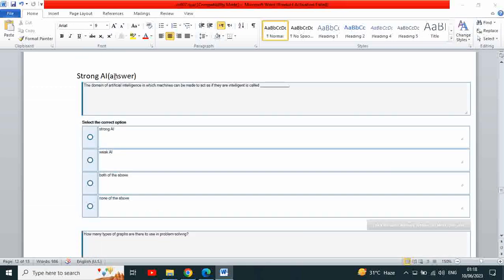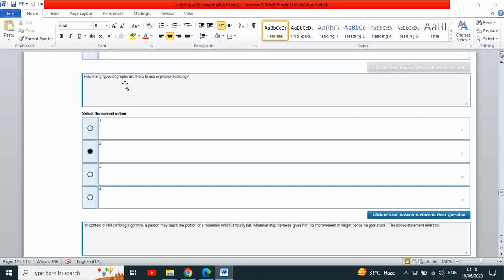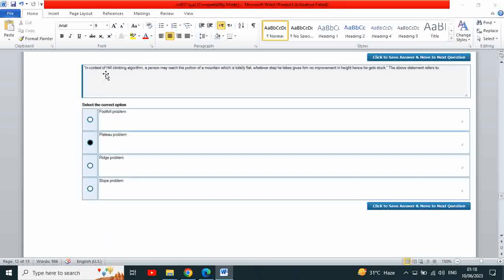The domain of artificial intelligence in which machines can be made to act as if they are intelligent is called strong AI. How many types of graphs are there to use in problem solving? 2. In context of hill climbing algorithm, a person may reach the portion of a mountain which is totally flat. Whatever step he takes gives him no improvement in height, hence he gets stuck. The above statement refers to plateau problem.